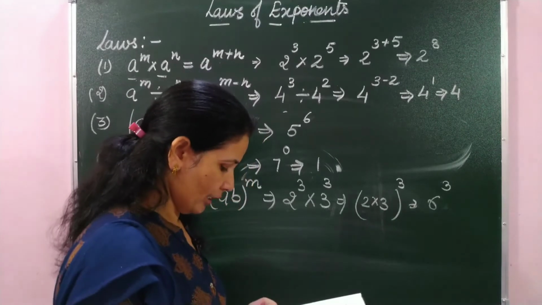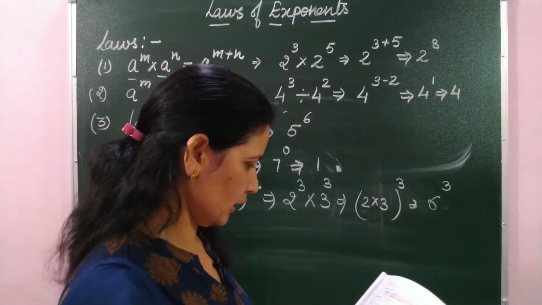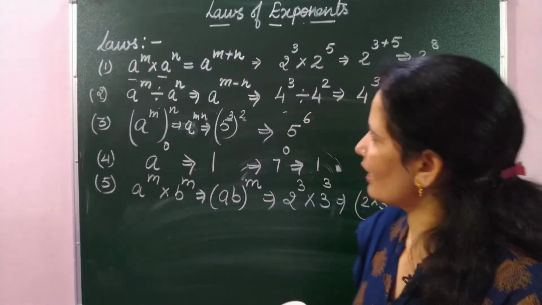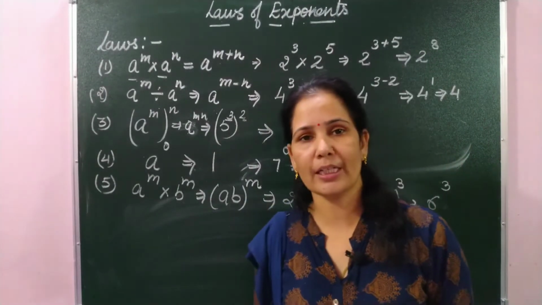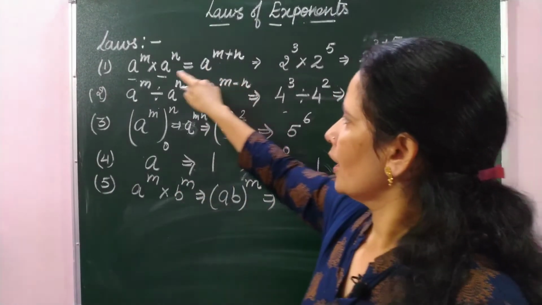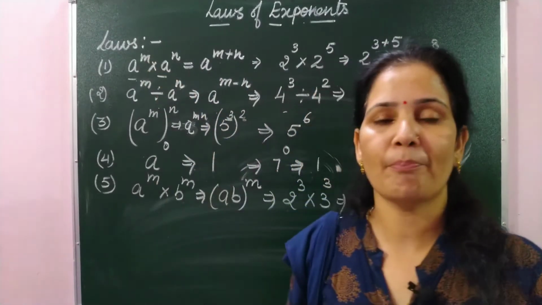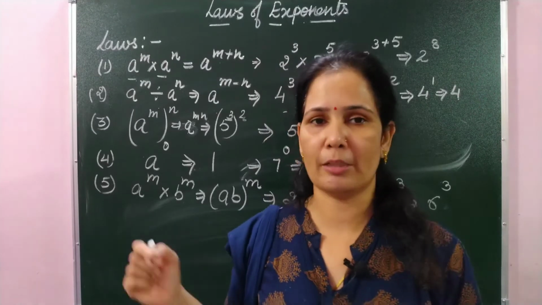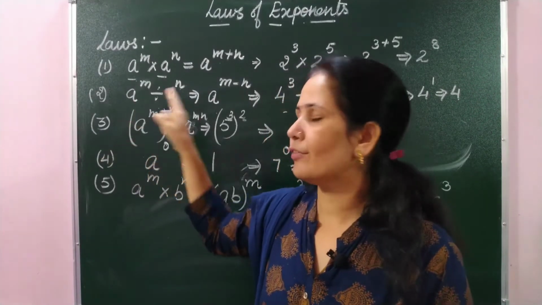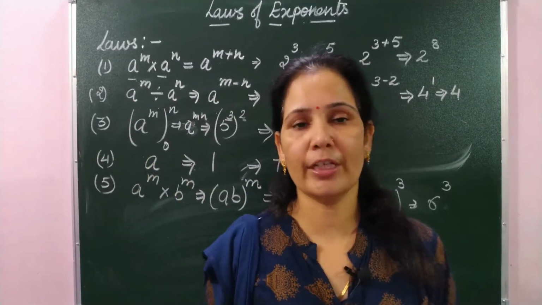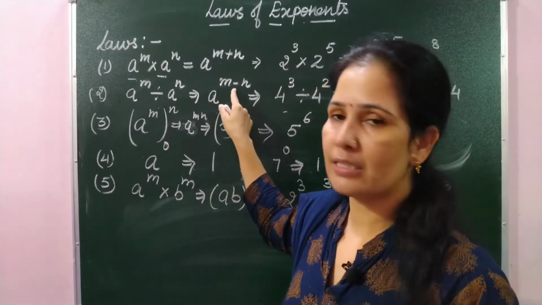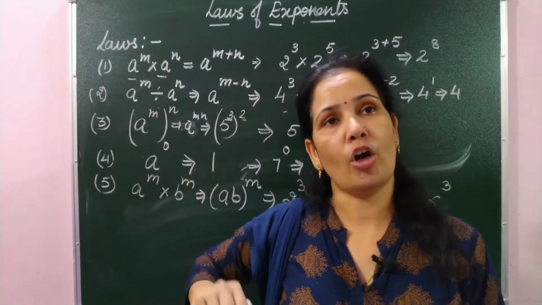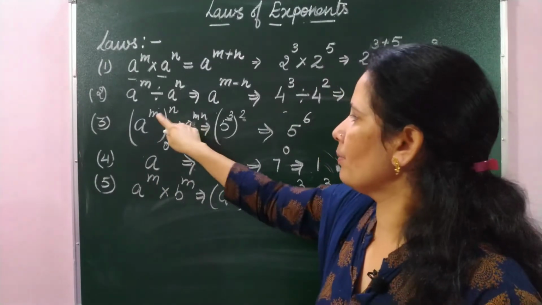Okay. Now here we have finished the laws of exponents. These are the 5 laws that we have to follow. I repeat these 5 laws again. First law: if the bases are the same and the powers are different, then the powers will be added when we multiply. In case of divide, if the bases are the same and the powers are different, then the powers will be subtracted. Third, if they have given the power of the power, then both will be multiplied.